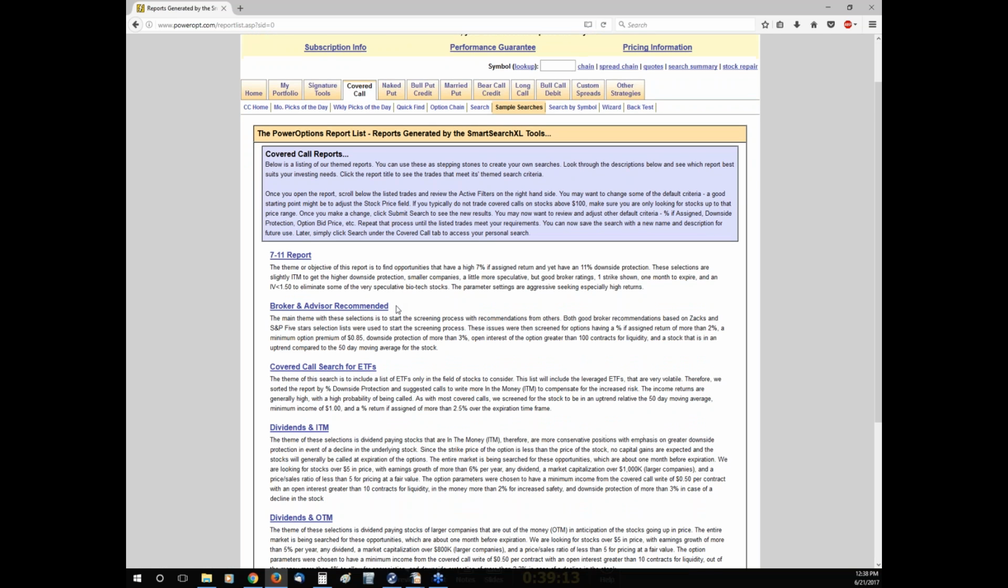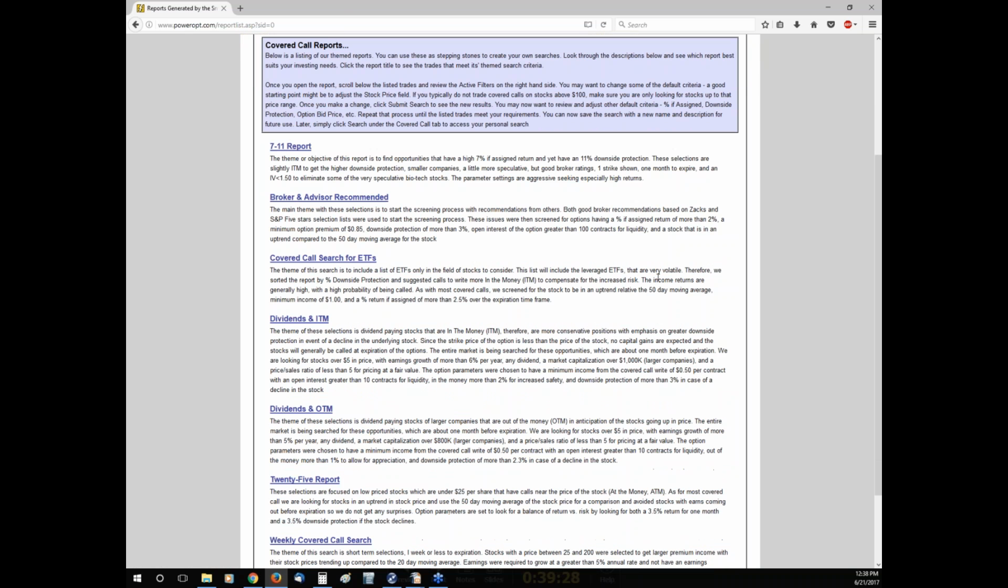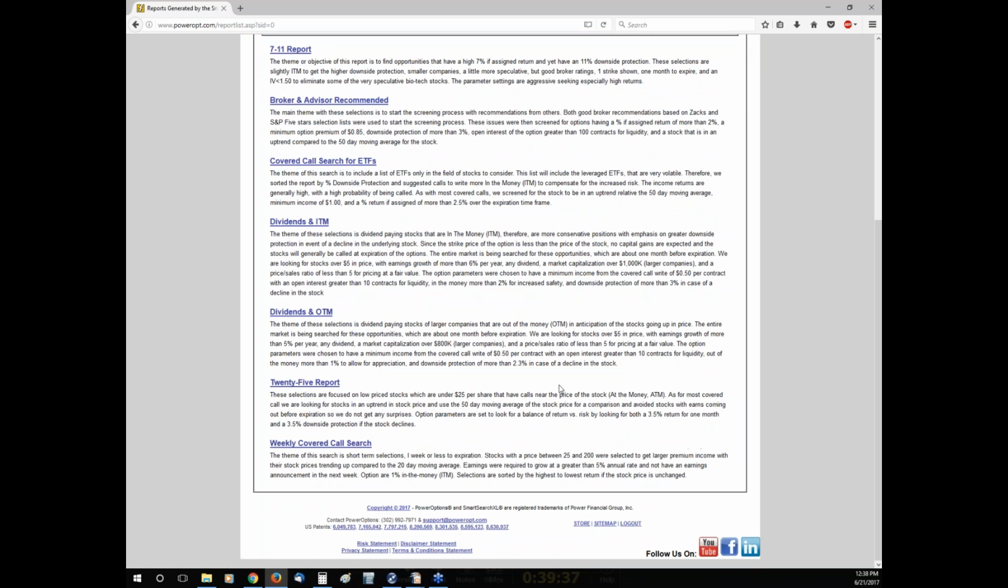Underneath the covered call, you'll see things as broker and advisor recommended. It's a themed search. It's only looking at stocks that are part of a 5-star recommended buy with good fundamentals and technicals, but still looking for a reasonable return, short or long term. You know that you want to trade stocks that pay a dividend and sell covered calls against them. You could use the default searches here as well.